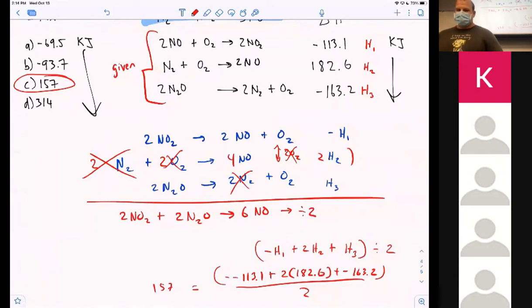I tried to multiply by 2. I think it's better. Yeah. Yes. You could multiply by 2, then divide by 4. That's another option you could do.